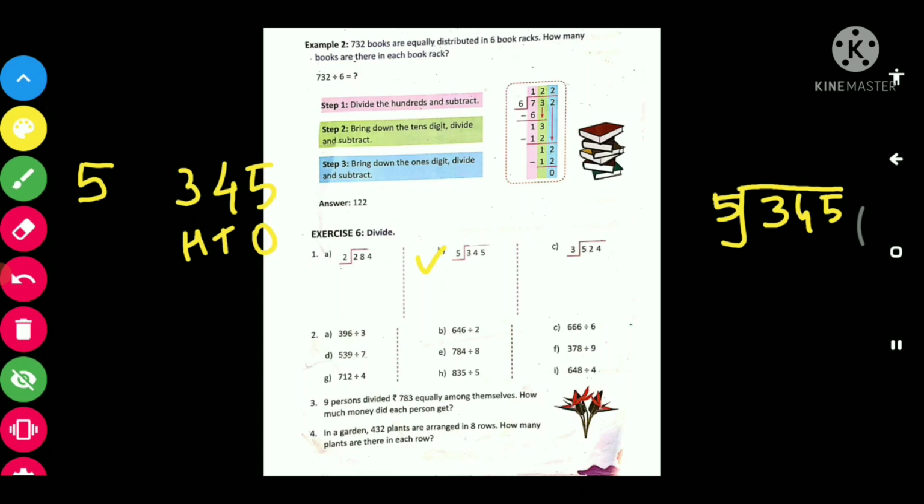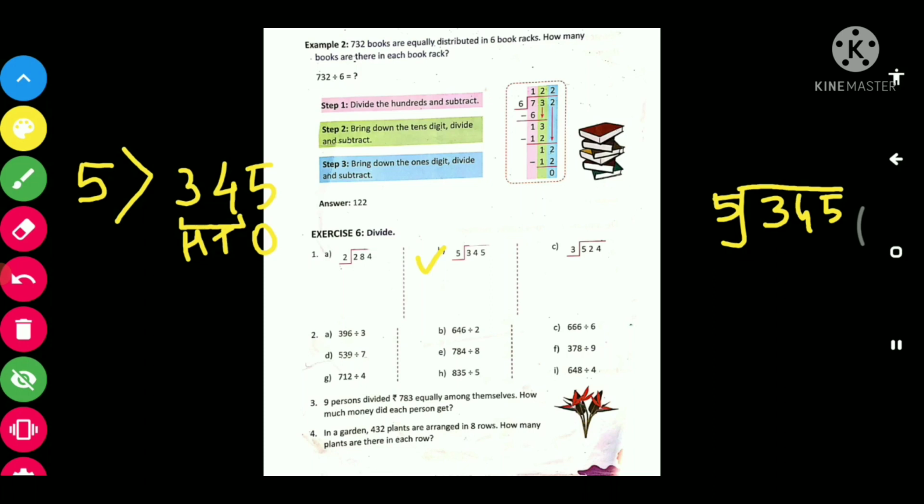So if we compare 5 and 3, 5 is greater than 3, right? So if the divisor is greater than the number that is in the 100 place, then in that condition, what will we do? We'll take two numbers together. That means we'll divide not only 3 but with 4 we will divide. That means our number is 34. You get it? So we'll not see only 3, we'll see the two numbers, that is 3 and 4, 34.